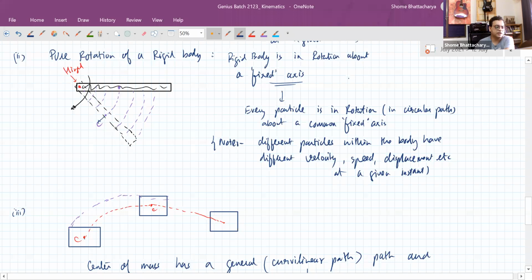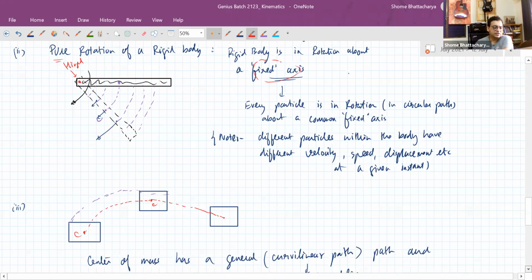You can see that this point will have more velocity compared to this point. This point will have less velocity because they are traveling different distances in the same intervals of time. They'll travel different amounts of displacement. But all of them will be in circular motion about a common fixed axis. So when the axis of rotation is fixed, we call it pure rotation. The term pure rotation is used for it.